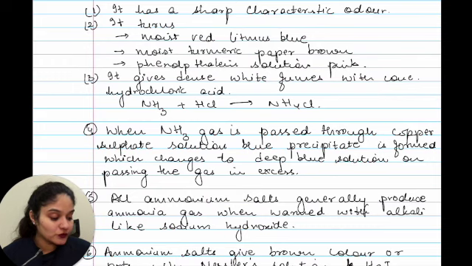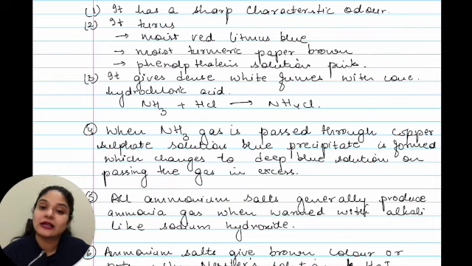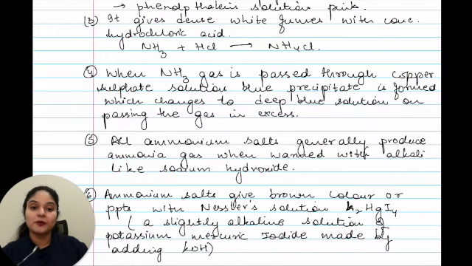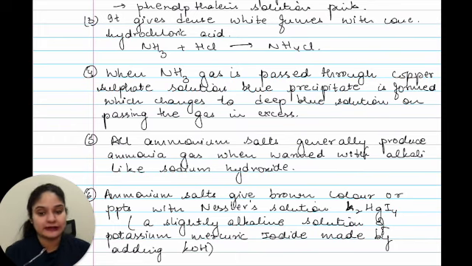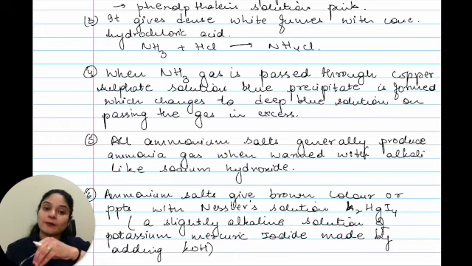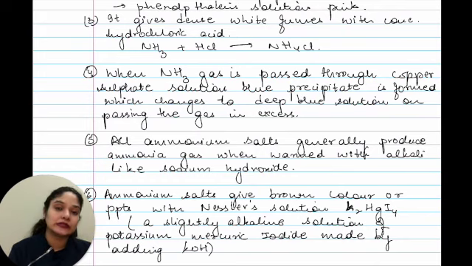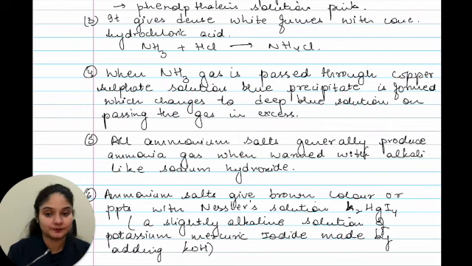Now, it gives dense white fumes with concentrated HCl. So ammonia reacting with HCl will give you NH4Cl, that is your dense white fumes. Fourth part, when ammonia gas is passed through copper sulfate solution, a blue precipitate is formed which changes to a deep blue solution on passing the gas in excess. If you continue passing the gas, the precipitate will eventually dissolve and turn into a deep blue solution.